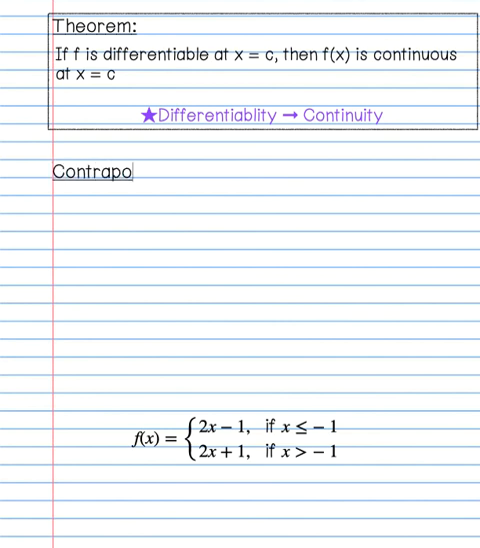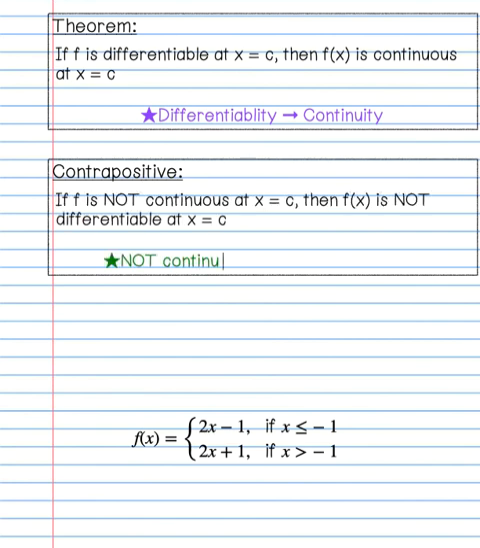So the contrapositive of this is also true. So contrapositive means that you flip the if-then statement and negate both of them. So opposite statement and negate it. So that means if f is not continuous at x equaling c, then f of x is absolutely not differentiable at x equaling c. So if you know the function is not continuous at that value, you know it's also not going to be differentiable. You know the derivative just does not exist.